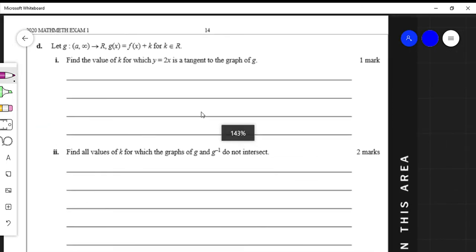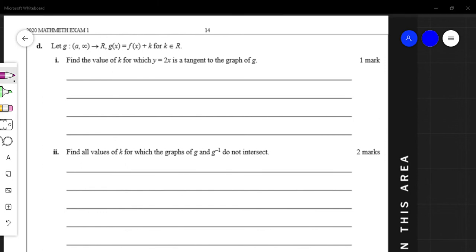Find the value of k for which y equals 2x is a tangent to the graph of g, where g is just your graph of f that's translated vertically. So this is a bit of a difficult question. You do have to think about it a bit. So I'll just write down the working and I'll try and talk through it, but hopefully it'll make sense.